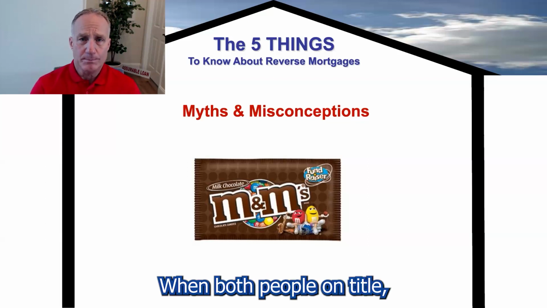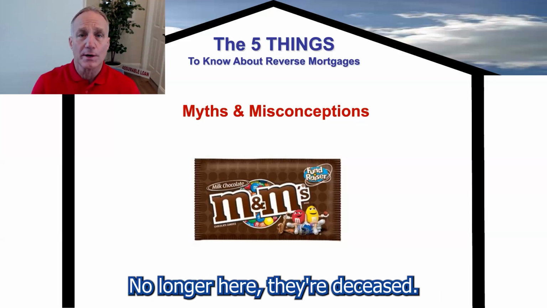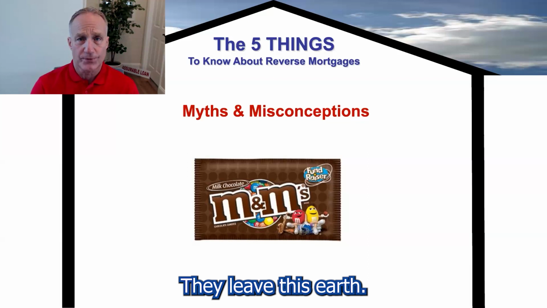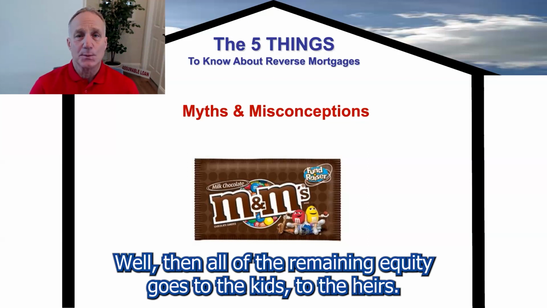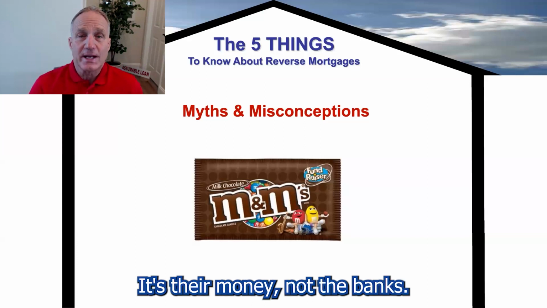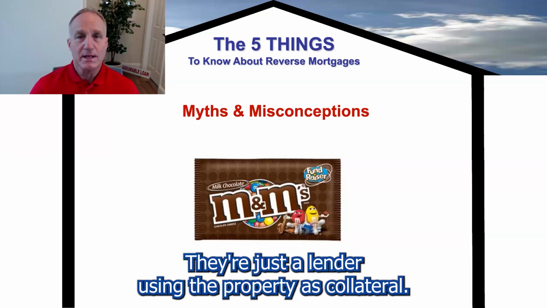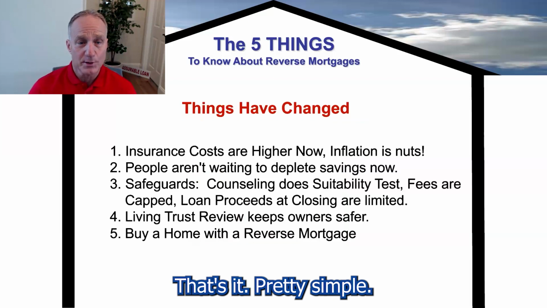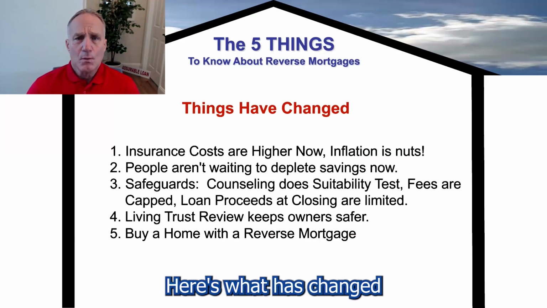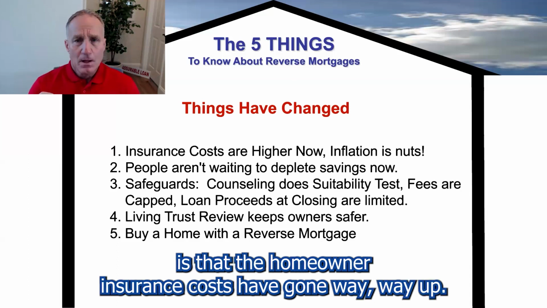When both people on title, let's just say husband and wife, are both no longer here, they're deceased, they leave this earth, well, then all of the remaining equity goes to the kids, to the heirs. In some cases, I had 2 last week, it's going to a charity. It's their money, not the bank's. The bank does not own the home or the title to the property. They're just a lender using the property as collateral. That's it. Pretty simple.